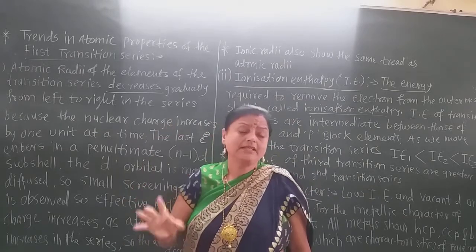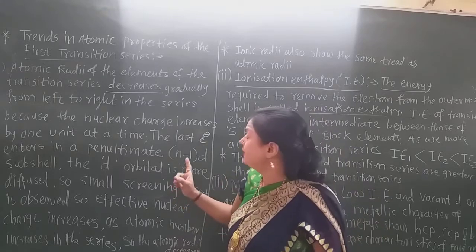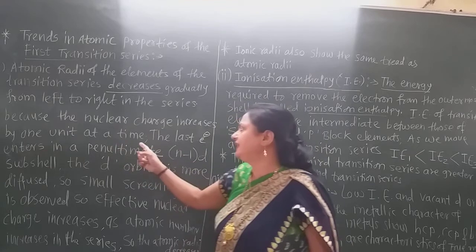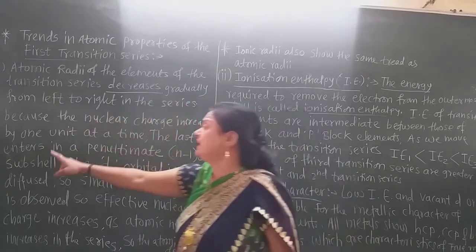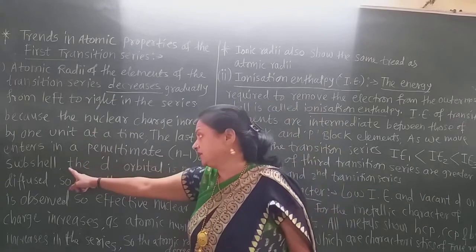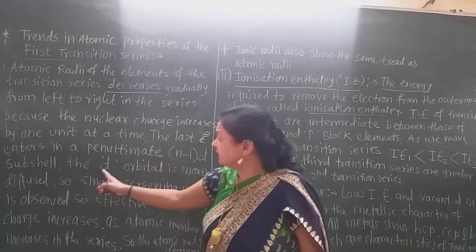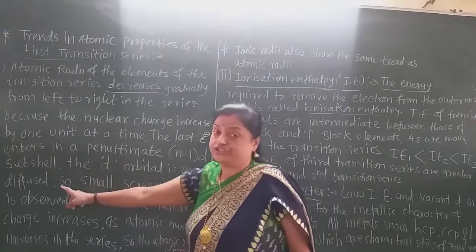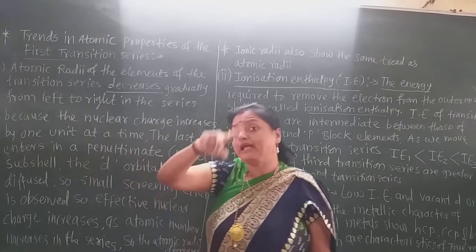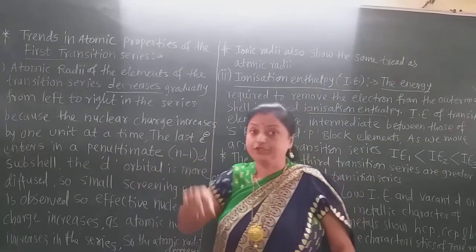In this way, the atomic number increases by 1 unit, and what happens? Atomic number means nuclear charge. By 1 unit at a time, the last electron enters the penultimate (n-1) d subshell only. If it is the 3d series, that is the 3d orbital. The d orbital is more diffuse. The d orbital has lobes like the p orbital, which means it is diffuse.